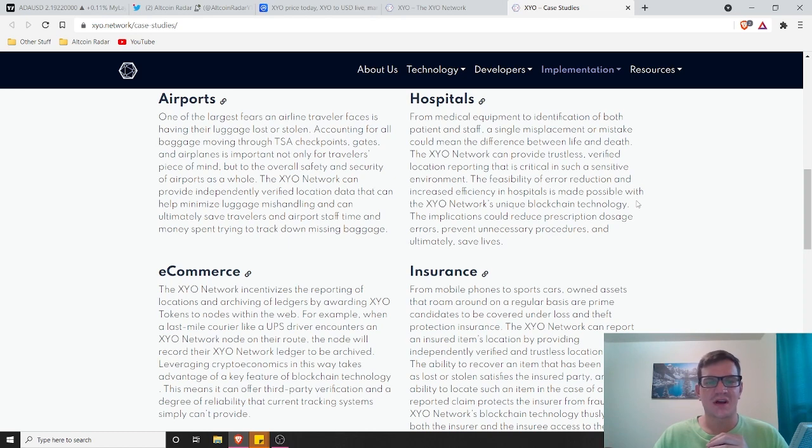One of the largest fears an airline traveler faces is having their luggage lost or stolen. Accounting for all baggage moving through TSA checkpoints, gates, and airplanes is important not only for travelers' peace of mind, but to the overall safety and security of airports as a whole. The XYO network can provide independently verified location data that can help minimize luggage mishandling and can ultimately save travelers and airport staff time and money spent trying to track down missing baggage.